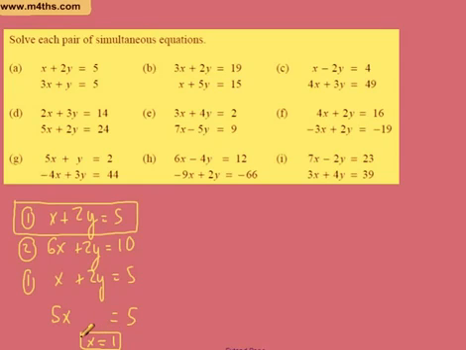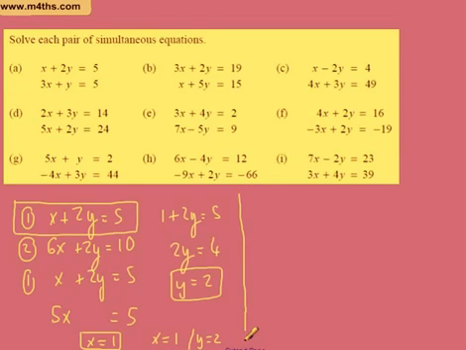We then take our value of 1 and feed it back through to solve for y. So if we do that, we've got 1 plus 2y is going to equal 5. Subtract the 1 from both sides, 2y is going to equal 4, and then y equals 2. So our answers are x is equal to 1 and y is equal to 2. And then all we have to do is check that those both fit in and satisfy the equation, which I'll allow you to do. Now, let's have a look at another scenario.